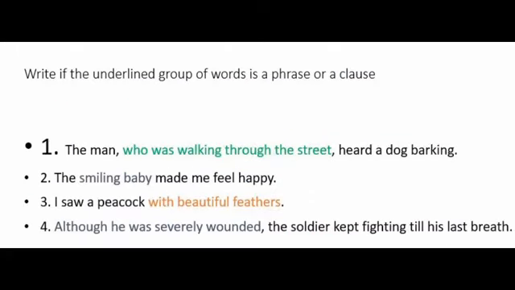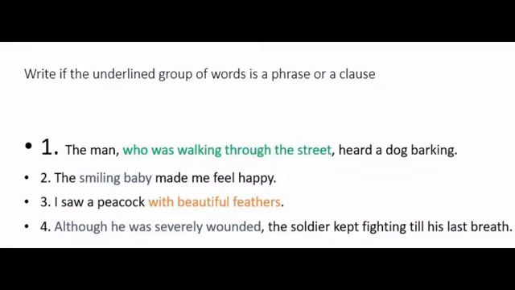Say if the colored group of words is a phrase or a clause. Let's check. The first one. The man who was walking through the street heard a dog barking. Can you say whether the colored group of words in the first sentence, who was walking through the street, is a phrase or a clause? Of course, it is a clause. The reason is that who was walking through the street, even though it's a group of words, has a subject and predicate, and it is meaningful in itself. I hope it is clear to you.